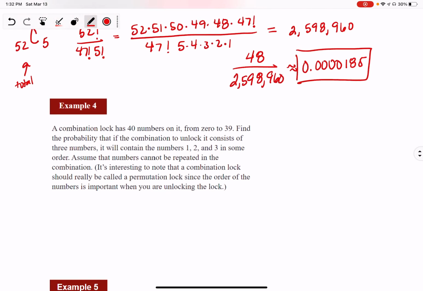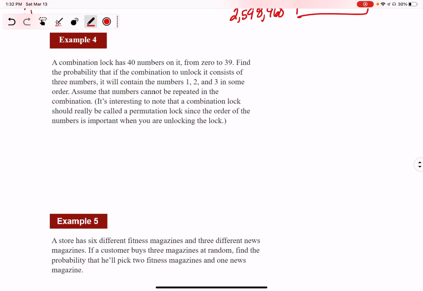All right, let's look at another example. A combination lock has 40 numbers on it from 0 to 39, 0 included, which means it's 40 numbers because it only goes up to 39. Find the probability that if the combination to unlock it consists of 3 numbers, it will contain the numbers 1, 2, and 3. So if it consists of 3 numbers, we're looking at just the numbers 1, 2, and 3 in some order. Assume that numbers cannot be repeated in the combination.